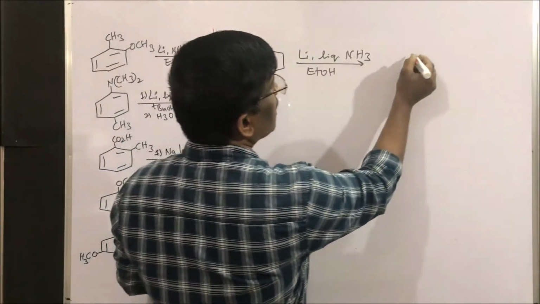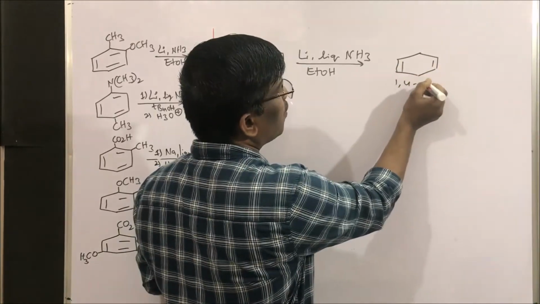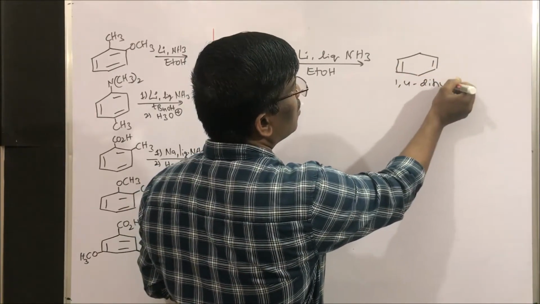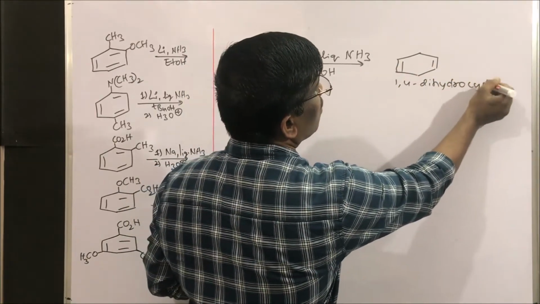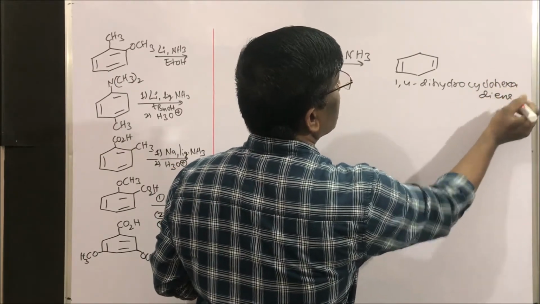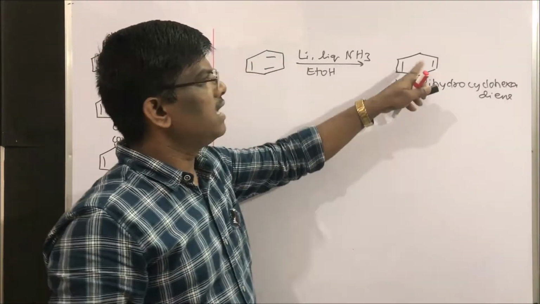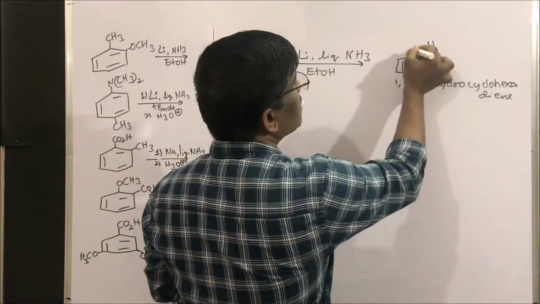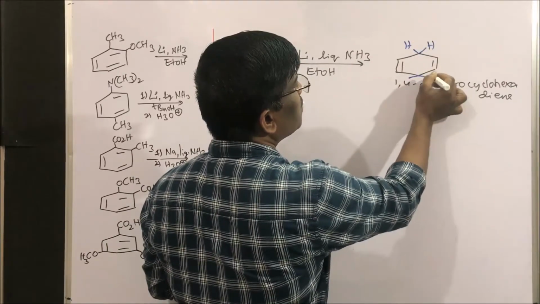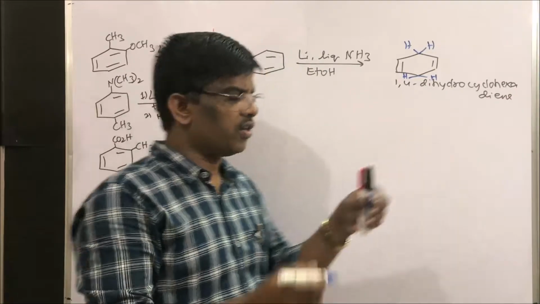So what are we going to get? We are going to get 1,4-dihydro cyclohexadiene. It has isolated double bonds. So these double bonds are isolated, and they are not going to be reduced further. So 1,4-dihydrocyclohexadiene we are going to get.